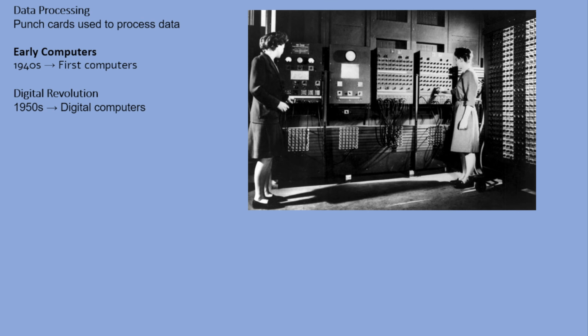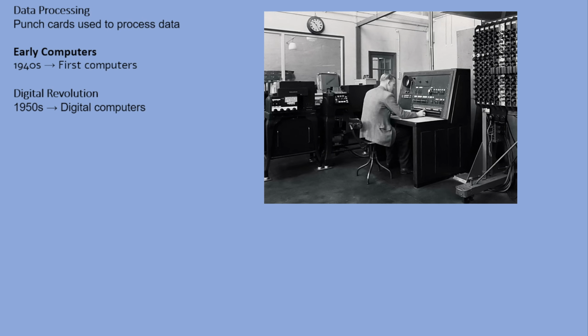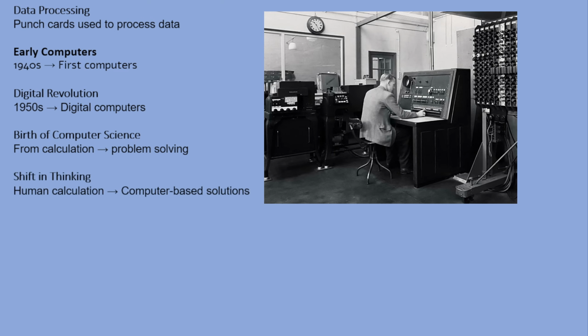And then in the 1950s, digital computers changed everything. They became faster, more reliable, and more powerful, right? This is when computer science began to emerge as a field of study. Instead of human beings doing calculations, computers started solving problems, and this completely changed how we approach technology, right?